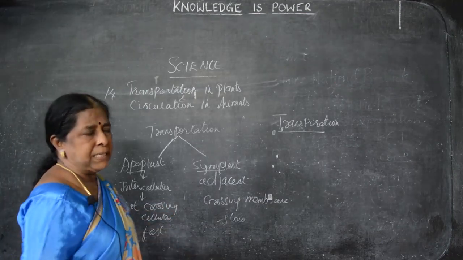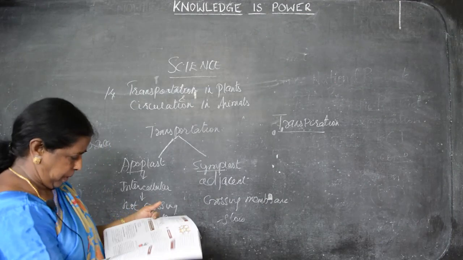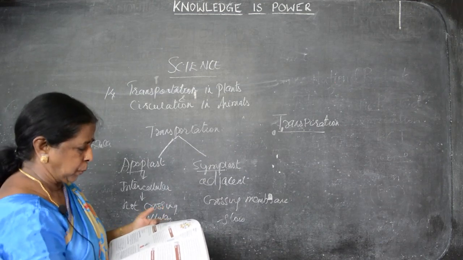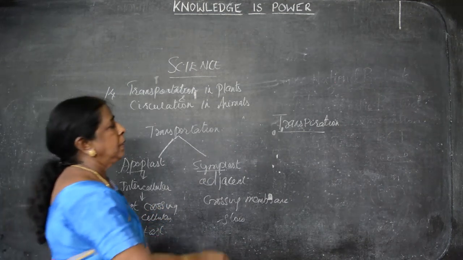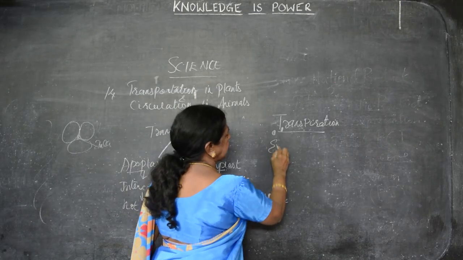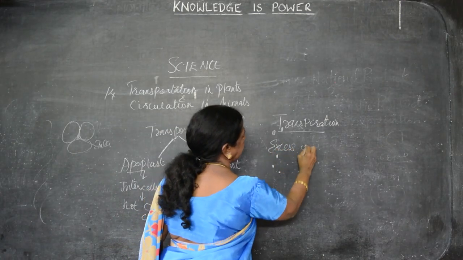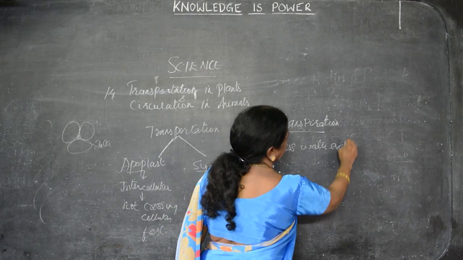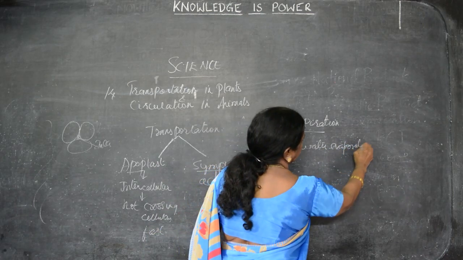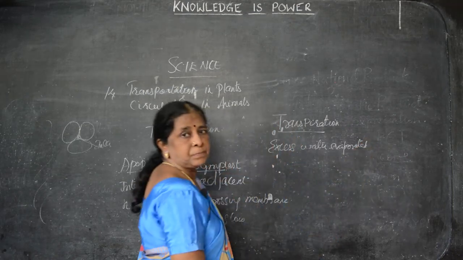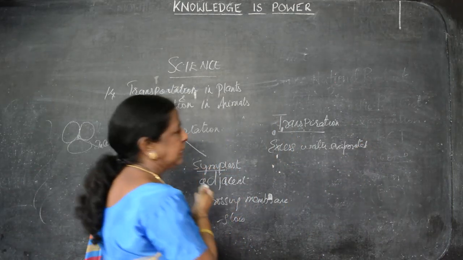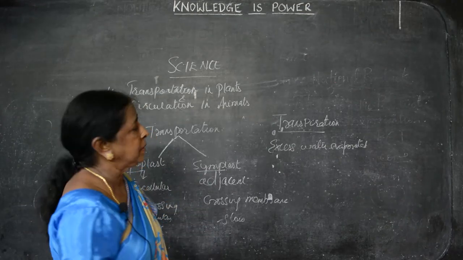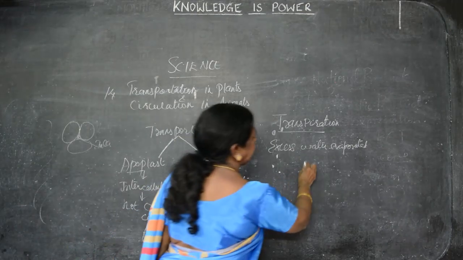We can find out by an experiment also, it is given on page number 202. Here the excess water is expelled out. What is transpiration? I said excess water evaporated. That is known as transpiration. This transpiration mainly occurs through stomata.